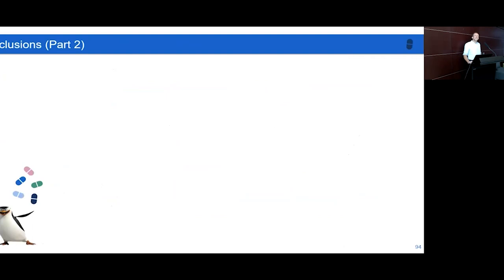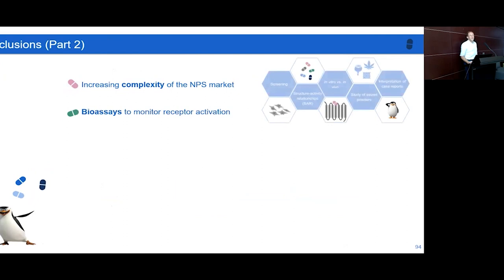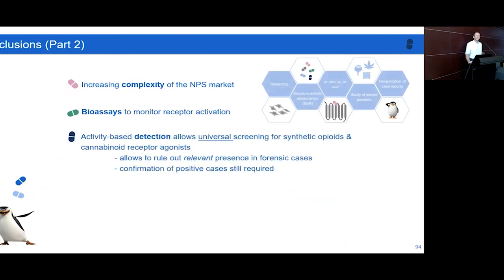If we look at the activity-based assays, they were started because of the increasing complexity of the new psychoactive substances markets. They look at receptor activation, so it's a different way of looking at these NPSs. They allow universal detection of opioids and cannabinoid receptor agonists. And we're at a stage where we are capable of ruling out the relevant presence of cannabinoids or opioids in forensic cases. Importantly, we can also monitor the presence of opioid antagonists. So we also have an assay that allows us to do that. It's a screening assay, so confirmation is still required.